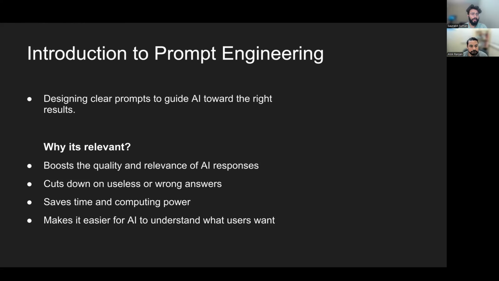Right. So, in summary, prompt engineering is more than just a technical necessity. It's a way of maximizing the accuracy, efficiency, and relevance of AI systems. So it makes it really crucial for chatbots, search engines, and any other AI-powered tools.